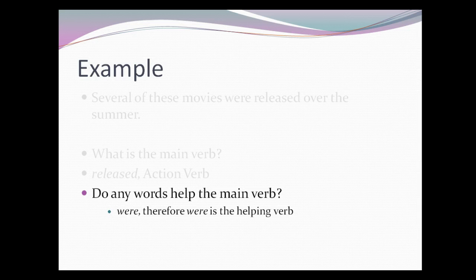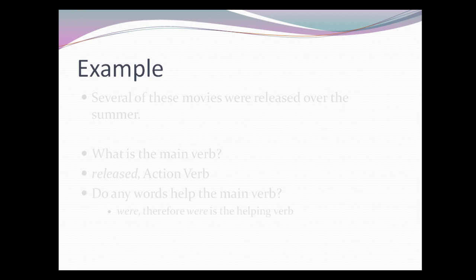The other thing to think about is this way. If the complete subject is several of these movies, if we don't think were is part of the verb, then subject followed by verb should work grammatically. Several of these movies released. It's possible that's correct, but in this sentence, that doesn't make any sense. It's not what the sentence is saying. Were released is the full verb phrase.